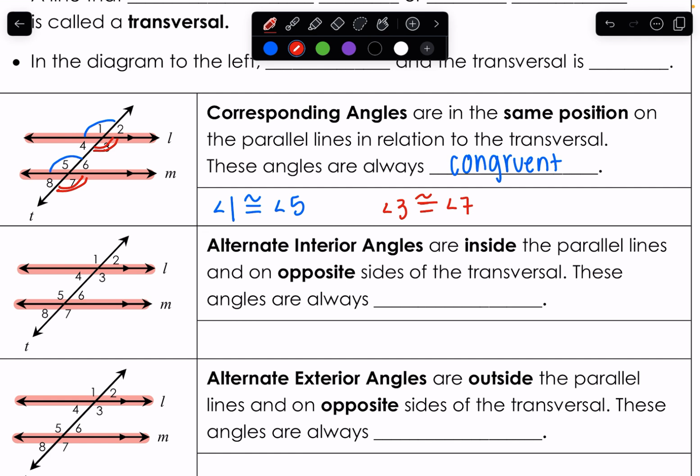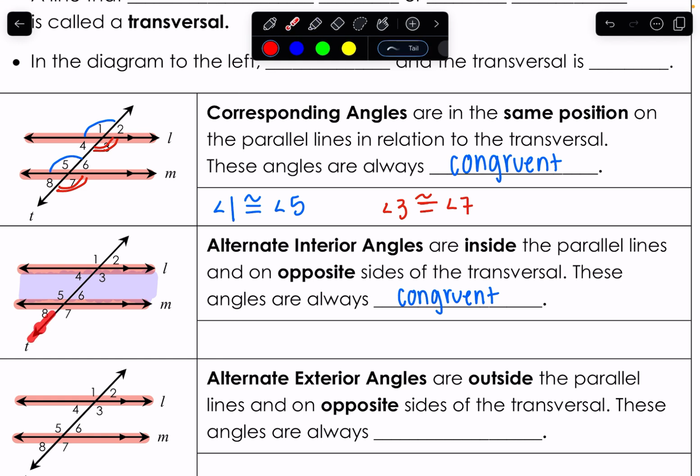Okay. All right. Our next angle relationship with parallel lines and transversals is alternate interior angles. These are inside the parallel lines and on opposite sides of the transversal. These angles are always congruent as well. Alternate interior angles are inside the parallel lines and on opposite sides. When we're talking inside parallel lines, I'll highlight it in purple, but this would be inside the parallel lines, right in between them.